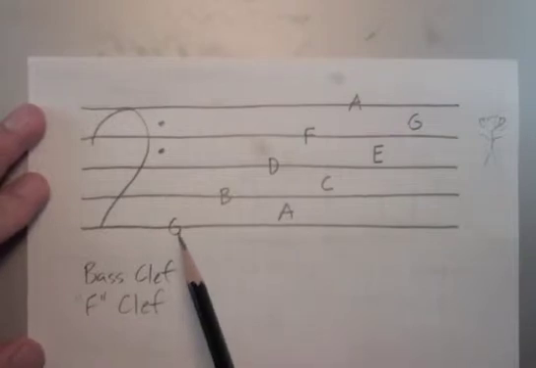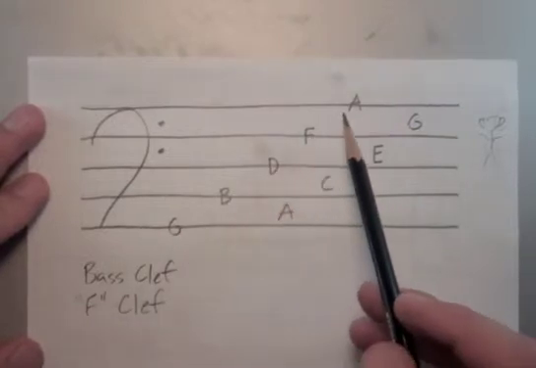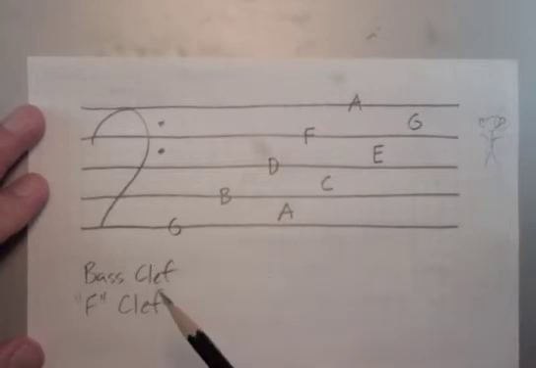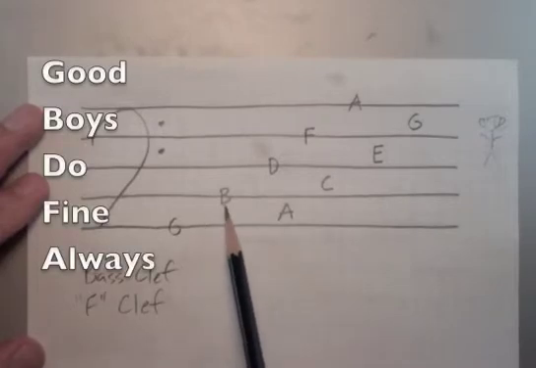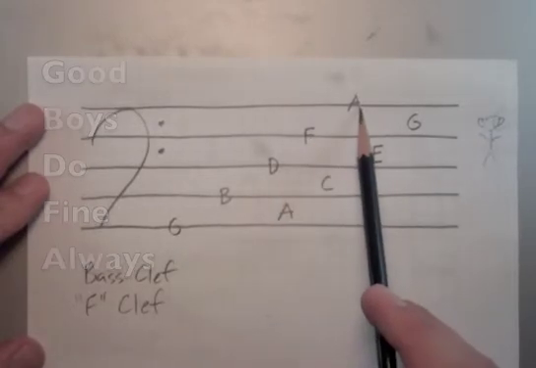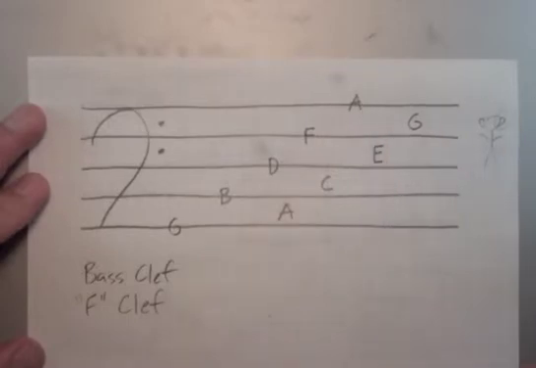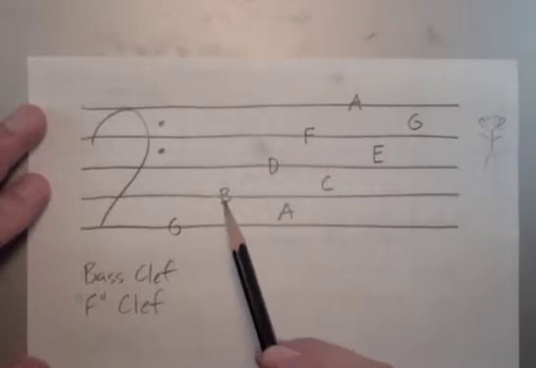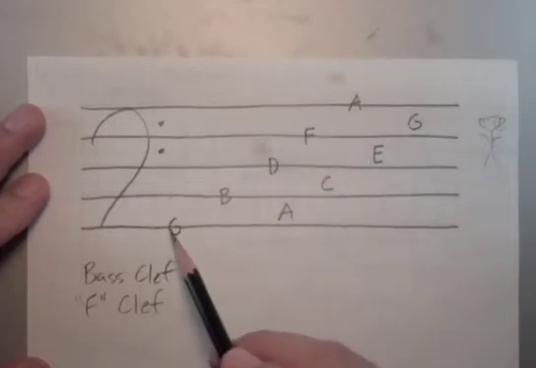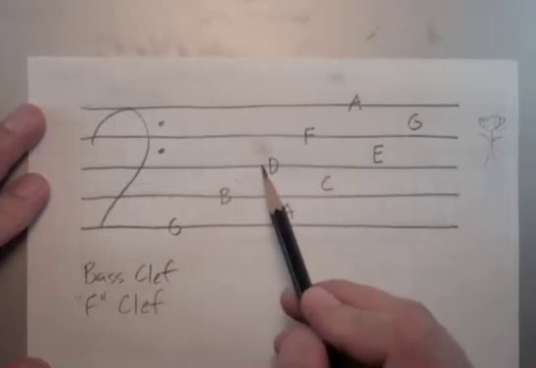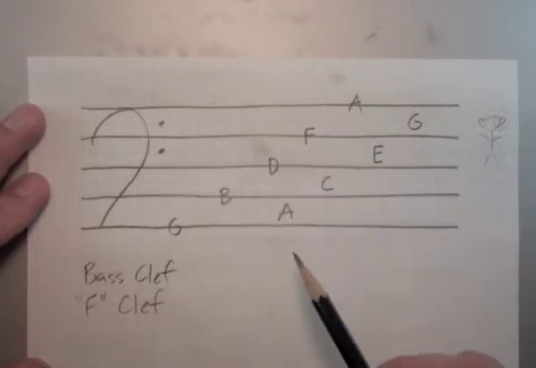Like treble clef, we have acronyms that go along with the letters to help us remember where the notes fall in bass clef. So we have good boys do fine always. That's kind of the normal one. Those are the notes that fall on the line. So if you see a note head here, G, B, D, F, A, good boys do fine always.